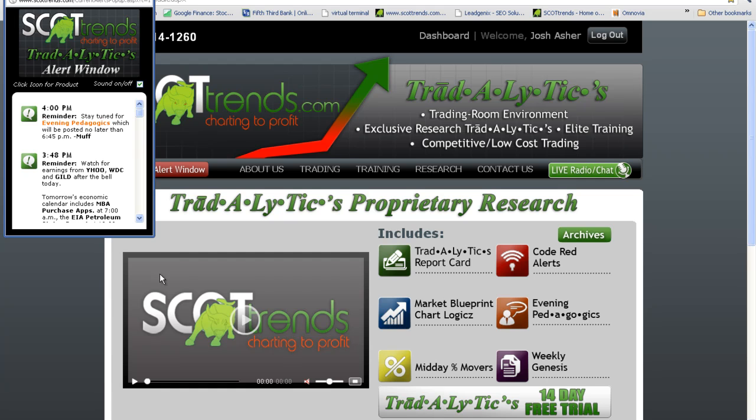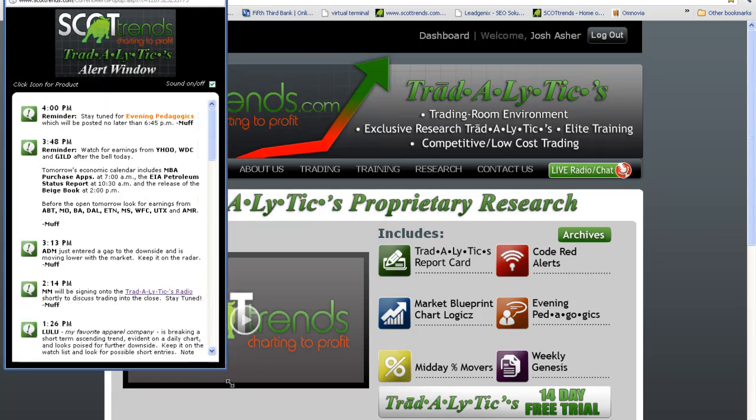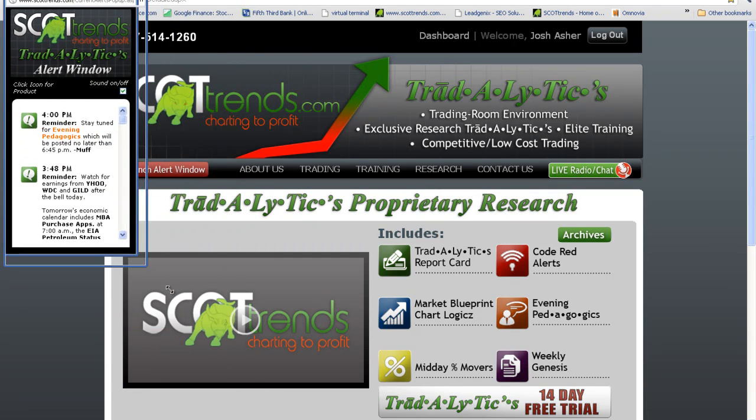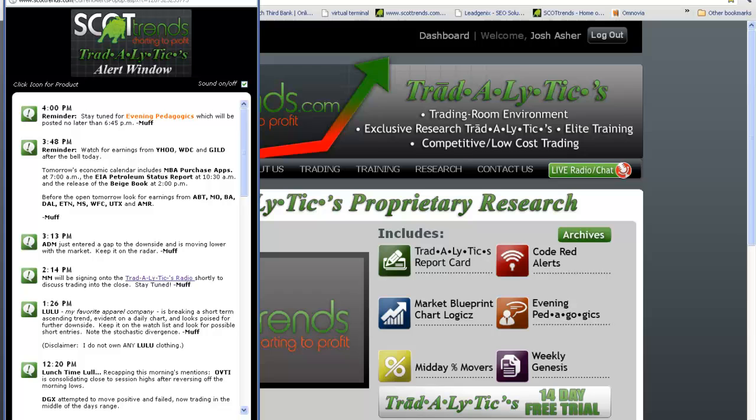if you kind of get sick of it dinging at you. This alert window is a large part of it; our traders really just keep this alert window open. You can see that it's fully customizable, but basically it's going to keep you up to date real time with all of the most important things going on in the stock market today. We've got stock picks in here. Check this out. ADM just entered a gap to the downside, is moving lower with the market. You've got the rider code right here. Muff wrote that one. Muff wrote this one. Muff's been all over the place today. So that's what the alert window is all about.